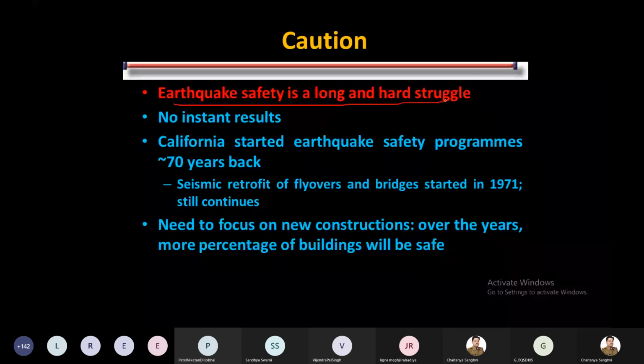And this morning I gave the example that California started the earthquake safety program 70 years back, and it is still going on. It started in 1971, right? So if India starts today, then at least we require 100 years to catch up, right? And this is very important.